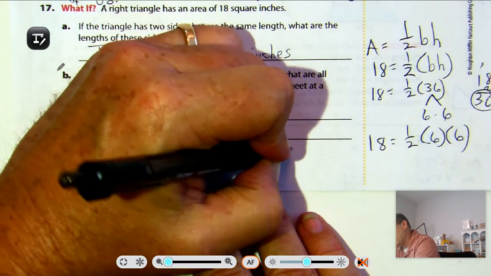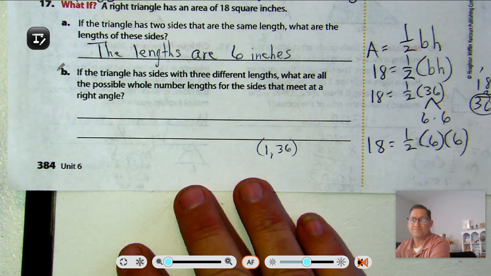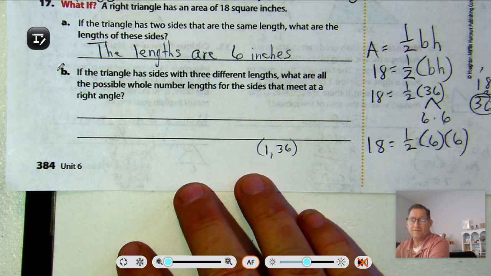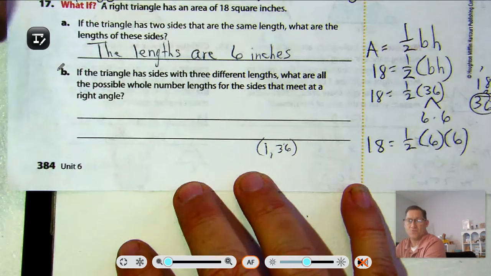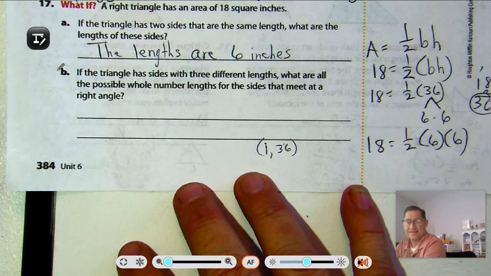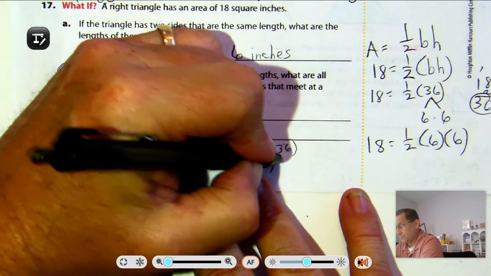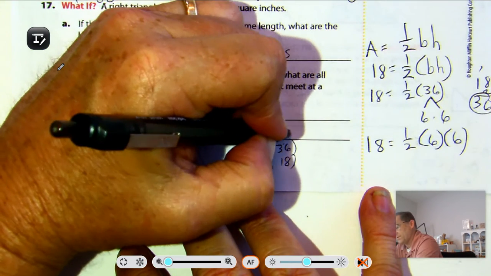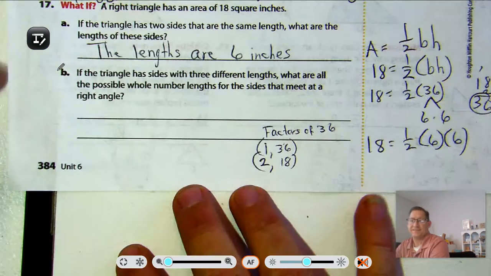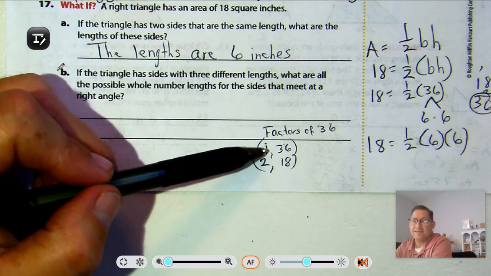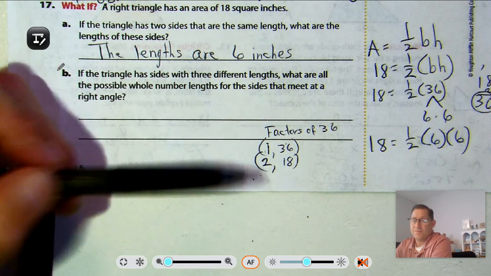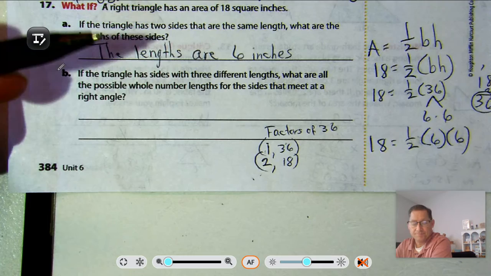So 1 times 36 would work, because if I multiply 36 and 1, and then take half of that, that would be 18. I could have 2 and 18. So all I'm doing is writing the factors of 36. Because I know if I plug these numbers in as the base and the height, and I take half of it, it's going to be 18, because half of 36 is 18.